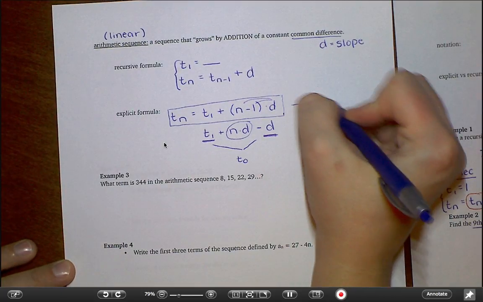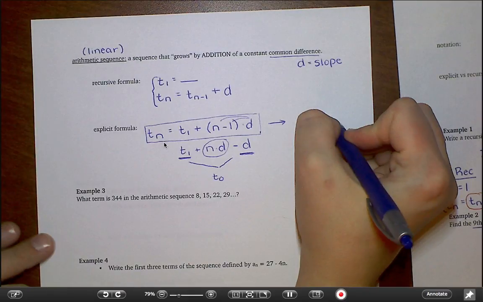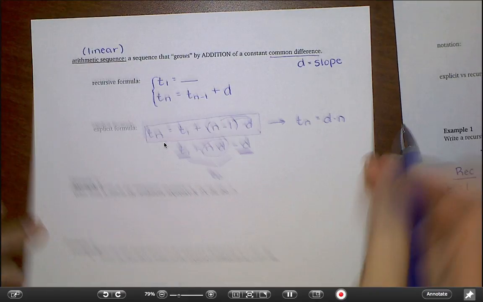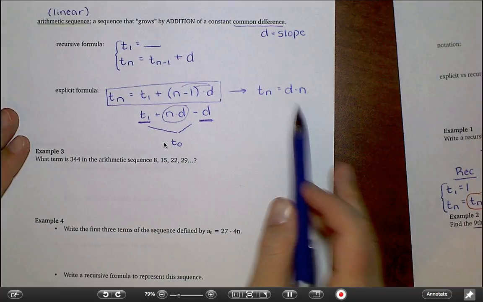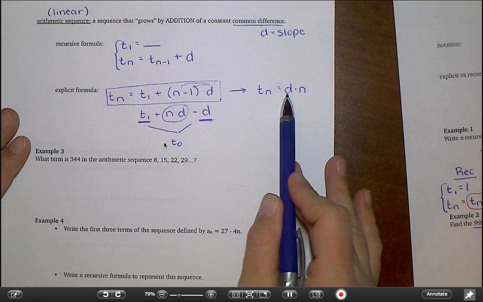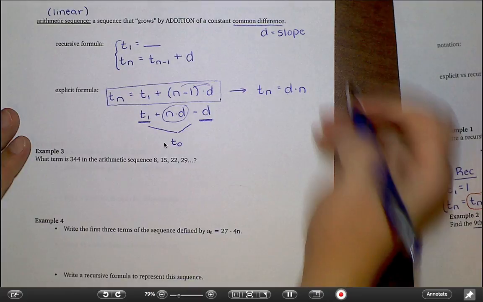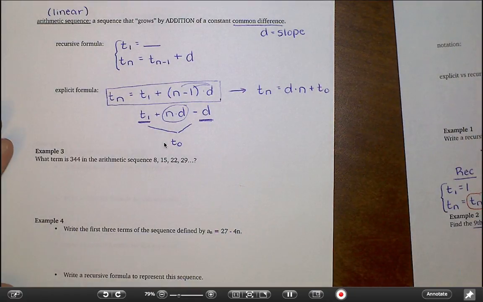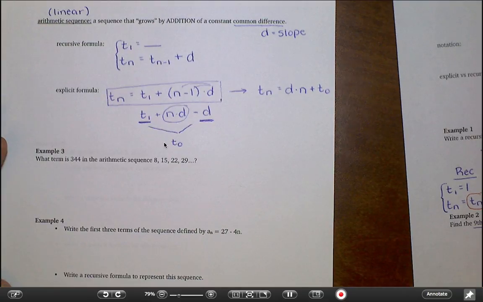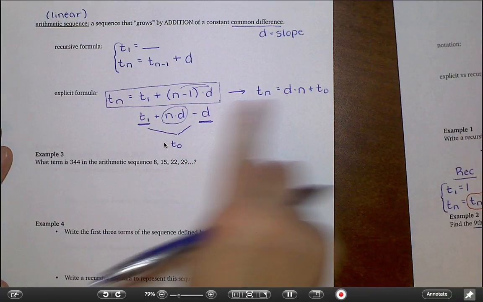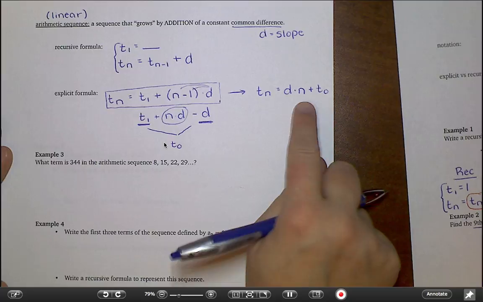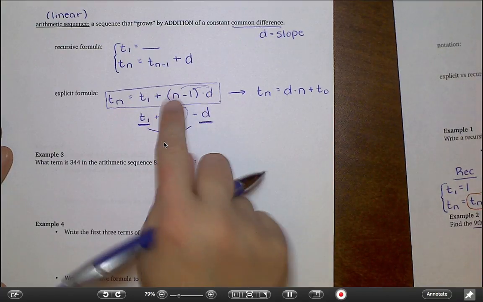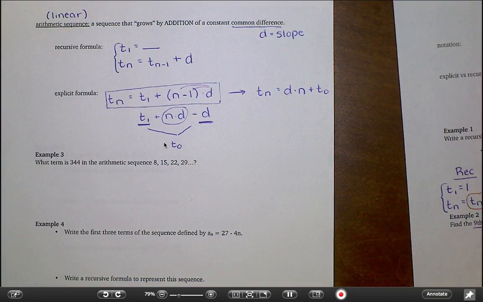I always say term n is equal to d times n, which in linear equation form is m times x, slope times your independent variable, plus term 0. And again, you have to do a little bit of work to get to term 0, but it's never difficult, right? So you're welcome to use this or this. This one makes more mathematical sense to me. This one is more straight memorization, but whatever one works for you is fine with me. Okay?